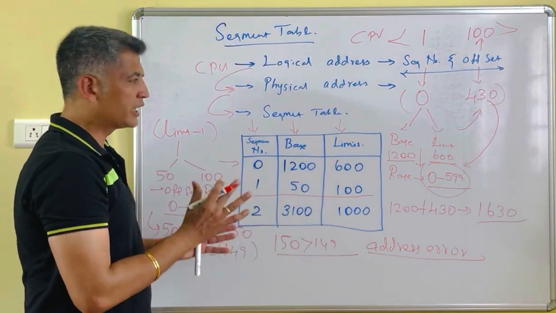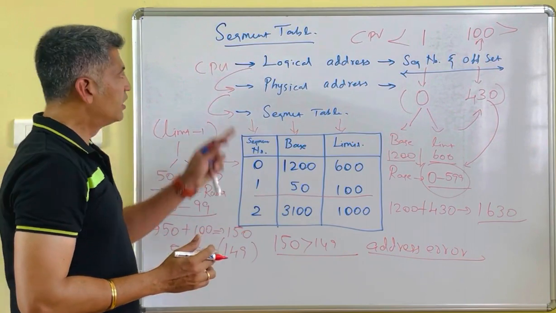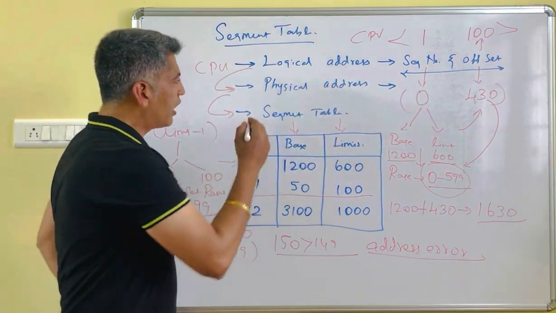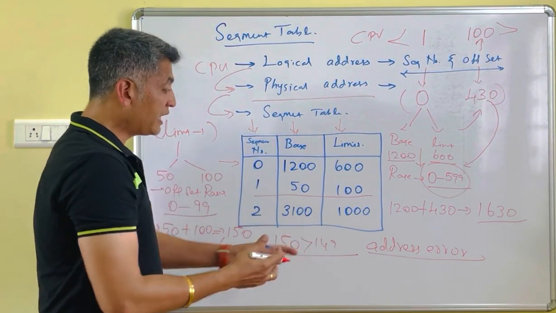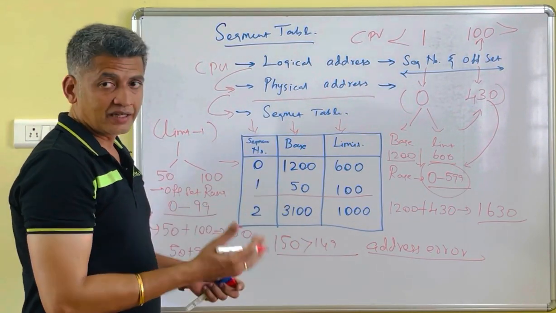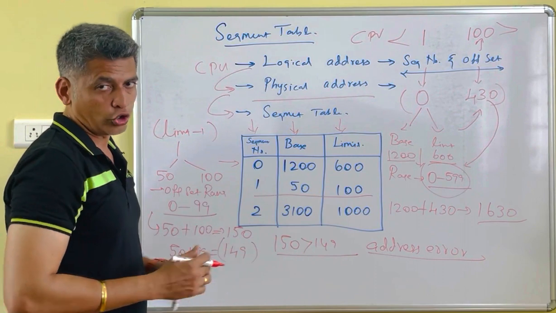This is how you can understand what a segment table is, how the logical address will be generated, how you can calculate the physical address, and at the same time how you can identify whether this physical address may create an error or not.